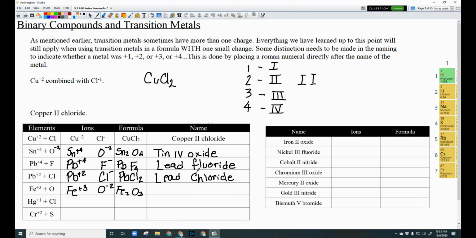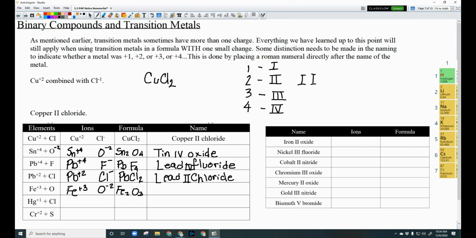Oh my goodness. You know what I've been forgetting to do? The Roman numeral. That's the whole point of this. All right. So we did Pb. So lead is 4. So we have to squeeze in a 4 here. Okay. This lead is 2. So squeeze in a Roman numeral 2. I hope you caught that.